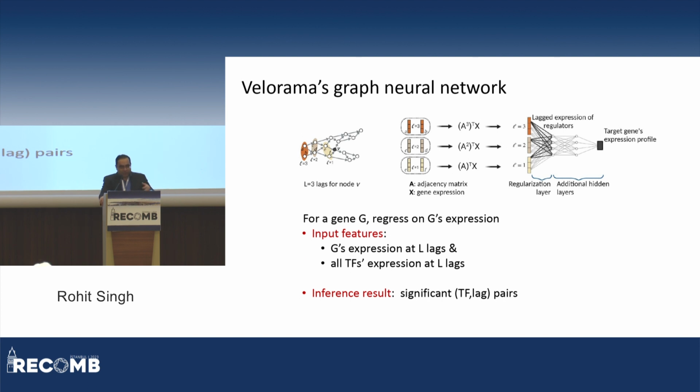I'm going to briefly talk about how we set up the neural network here, right? So essentially, you first set up the DAG. And for any gene, essentially, we are setting up a neural network where we are trying to predict gene G's expression as a function of its history at 1, 2, 3, however many lags you define, and all transcription factors at that lag. And then you set up a regularized framework where the result of this analysis is transcription factors and lags. So you don't predict just transcription factors, you predict TF, lag pairs, which are predictive of this gene's expression.